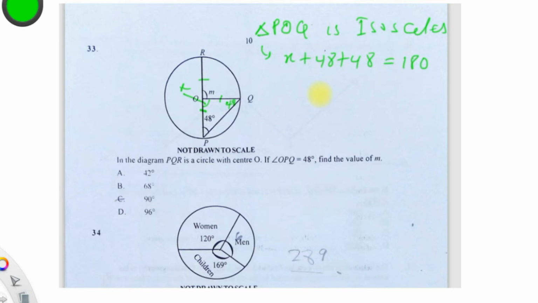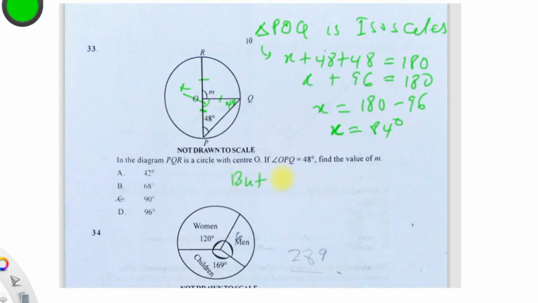So S plus 96 is equal to 180. So we have S is equal to 180 minus 96. What is 180 minus 96? You get 84. Which means that S is equal to 84 degrees. But we know that S plus M will also give us 180.